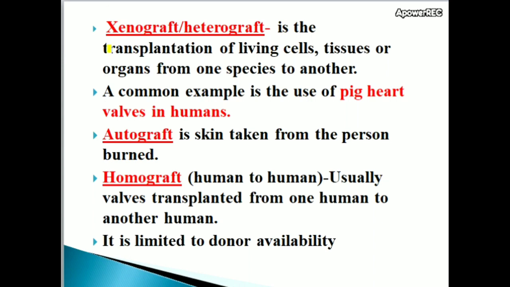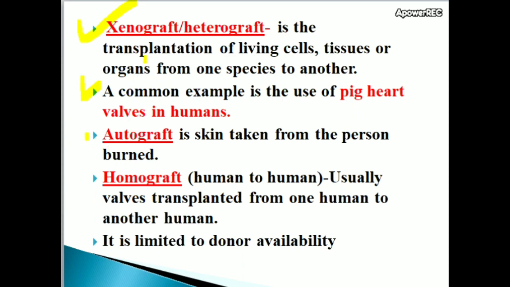Xenograft or heterograft is the transplantation of living cells, tissues or organs from one species to another. So please study all these four. Xenograft or heterograft, that is the transplantation of living cells or tissues or organs from one species to another. So please note the example. A common example is the use of pig heart valves in humans.